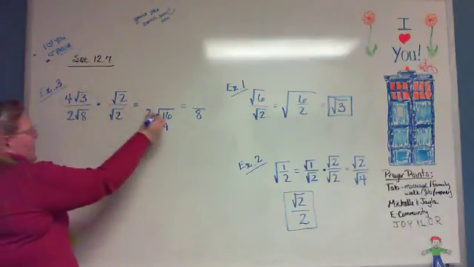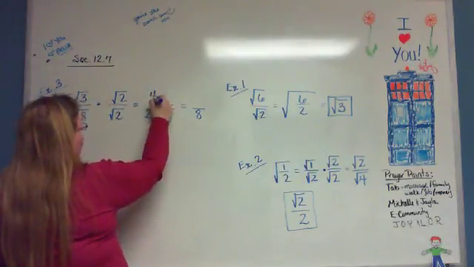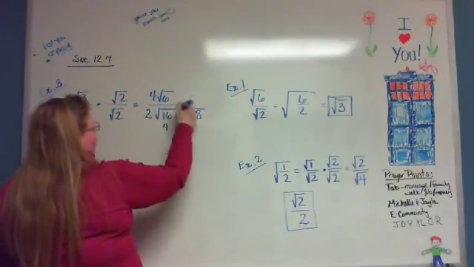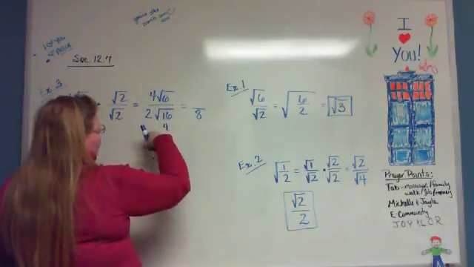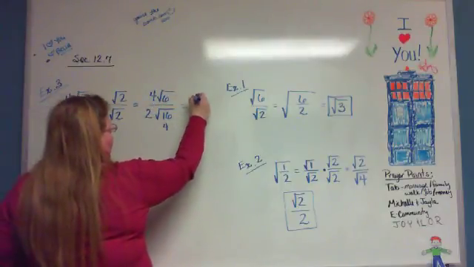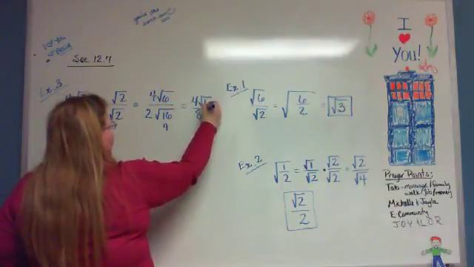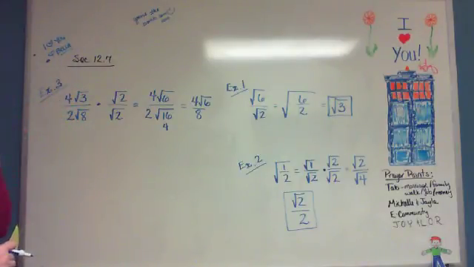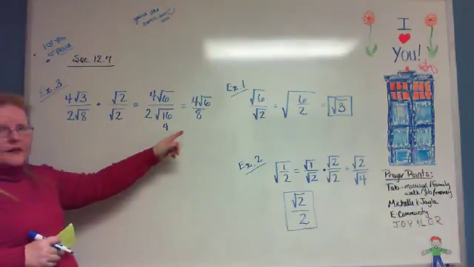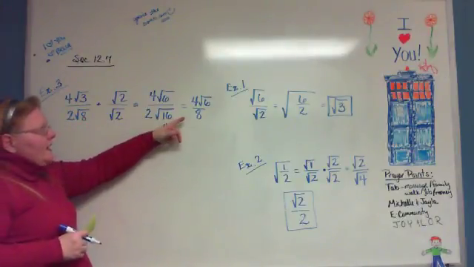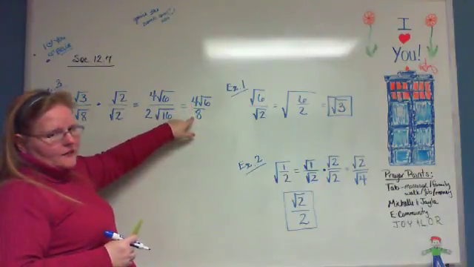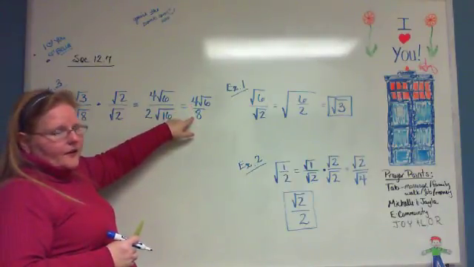Outside times outside is 4. Inside times inside is 6. And now I just need to make sure that it can't be simplified, and it can't. That's good. 4 square roots of 6. Remember I said make sure that it can't be simplified? Yeah, this can now. It can because my outside times outside can simplify.